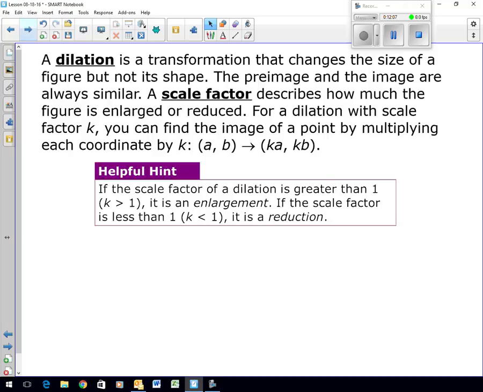Hi guys. We're shifting gears a little bit. All right, let's get down to dilations and scale factors. Hopefully this will be a little bit easier because we just had our similarity talk. What is a dilation? A transformation that changes the size of a figure, but not its shape. That sounds similar to another definition we just wrote down.